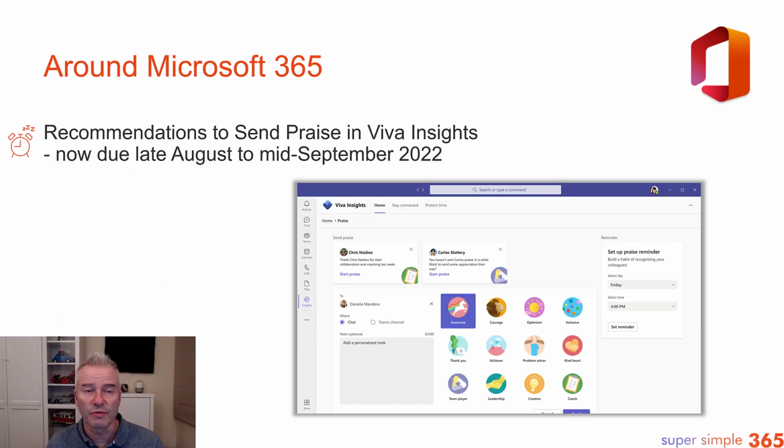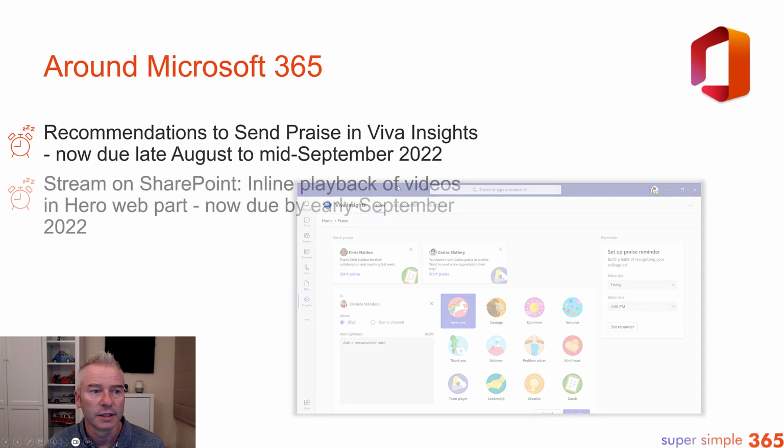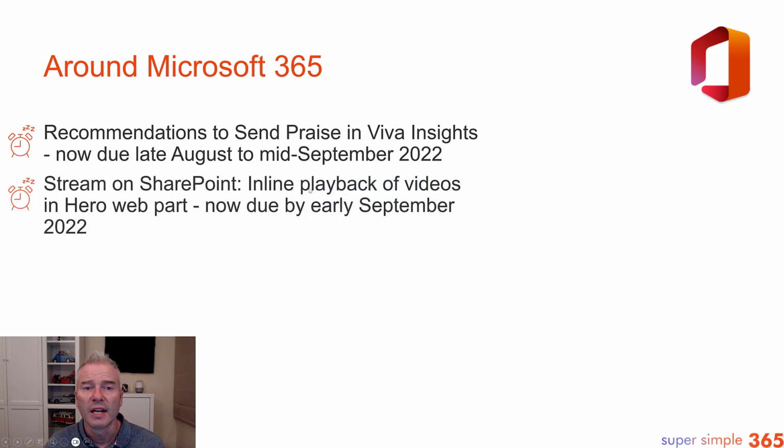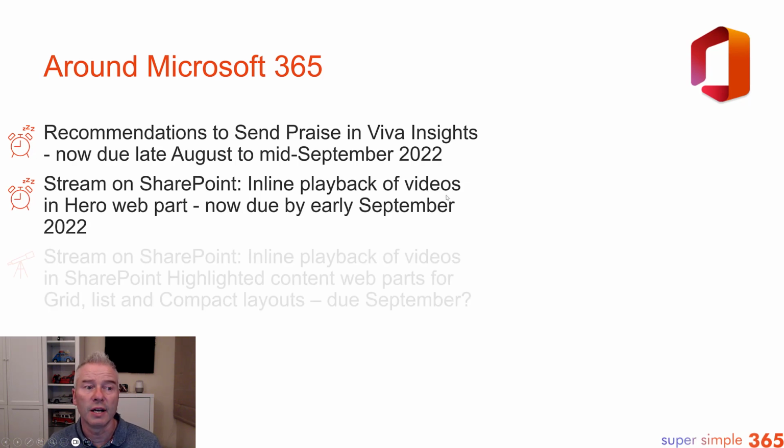Okay, moving around 365. Recommendations to send praise in Viva Insights. Now pushed back to, maybe it might have already happened, the end of August, but certainly by the middle of September. Ugh. Okay, Stream on SharePoint. The inline playback of videos in the Hero web part pushed back to early September.